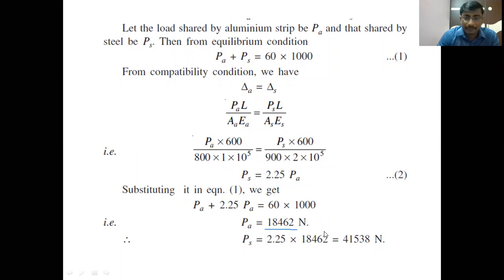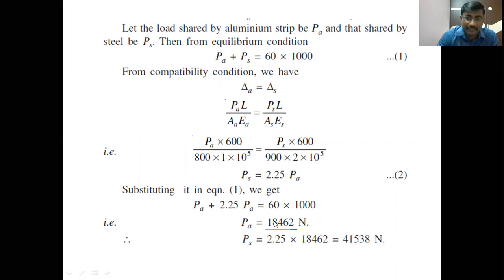So after getting the PA, by substituting this PA value into equation 2, what is equation 2? PS is equal to 2.25 into PA. So upon substitution of PA at this place, we can get the PS value. PS is equal to 2.25 into 18,462. Then we can get 41,538 newtons. If we represent it in kilonewtons, the 3 digits move to the left-hand side, that is 41.538 kilonewtons.